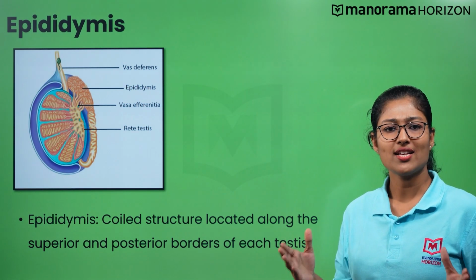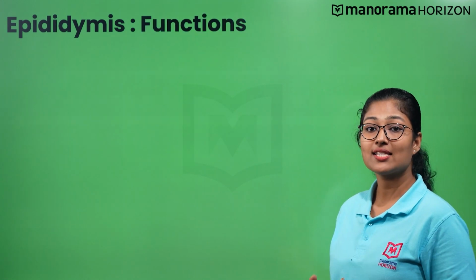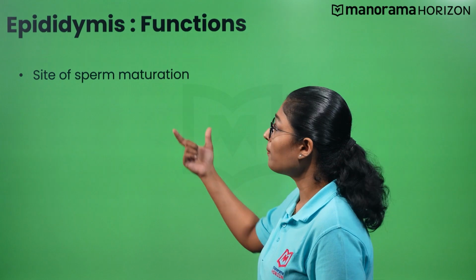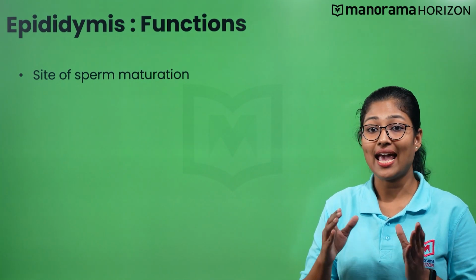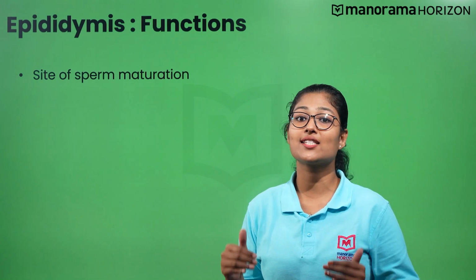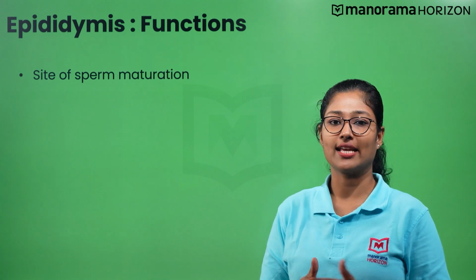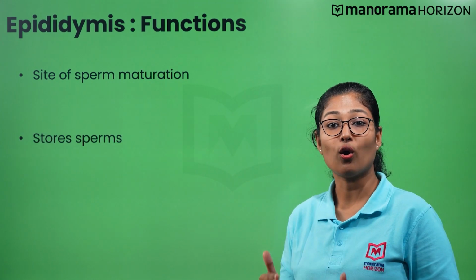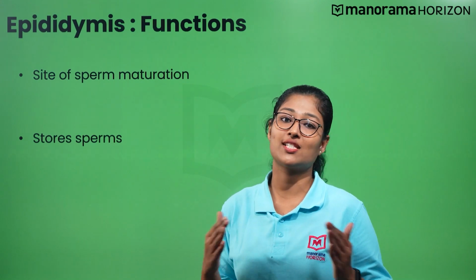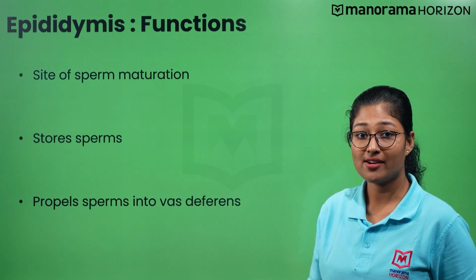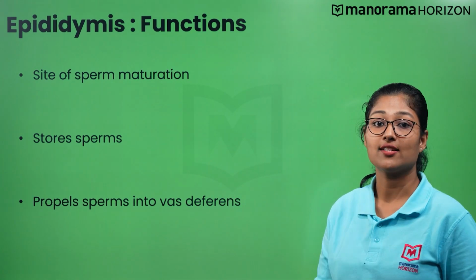But what is the function of epididymis? The epididymis is the site for sperm maturation, as sperms acquire motility and the ability to fertilize the ovum here. The process occurs in around 14 days. Epididymis also stores sperms and keeps them viable for several months. From the epididymis, the sperms are propelled into the vas deferens.